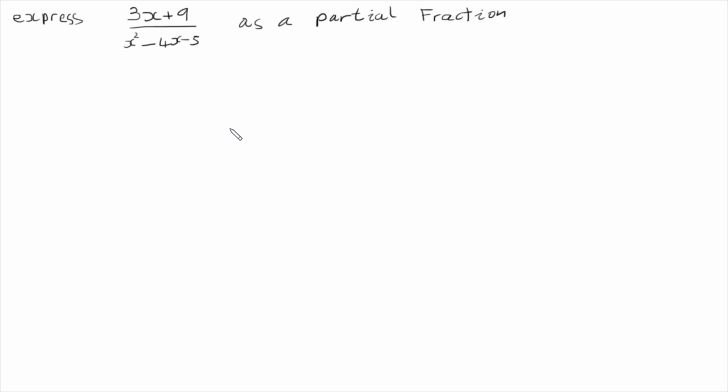Hi, in this video I'm looking at this problem where we're asked to express (3x + 9) over (x squared take 4x take 5) as a partial fraction. So to do this, what we need to do is have our denominator be factorized. So that's going to be our first step, is we need to factorize the denominator.